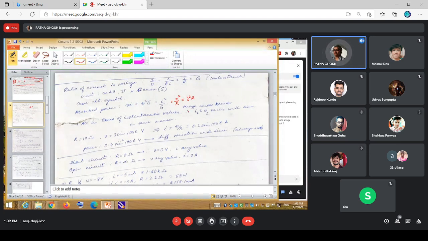Now, you're looking at the current through or the voltage across the resistor, which are varying with time in some manner. Typically, if you've got a sinusoidal voltage, say V is equal to 2 sine 100t volts, and R is a fixed value, 10 ohms, obviously your I is equal to V by R.